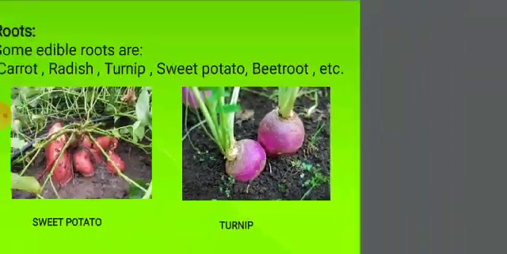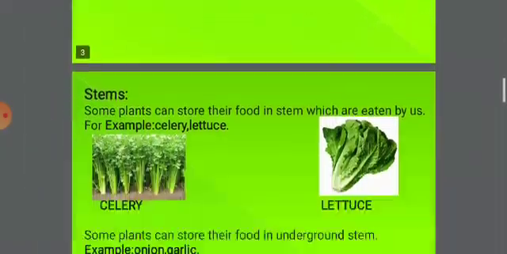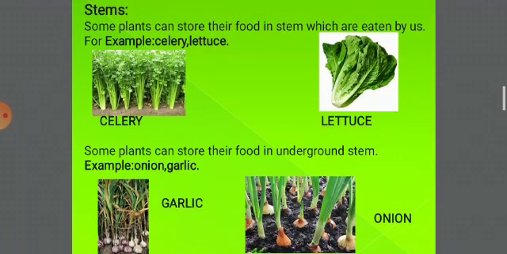The next one is stem. Some plants can store their food in the stem. For example, sugarcane, then onion, ginger, potato, etc. Some plants can store their food above the soil in their stem, such as sugarcane. This sugarcane is used to make sugar. The next one is banana. In some places in our country, people cook the banana stem and eat it.